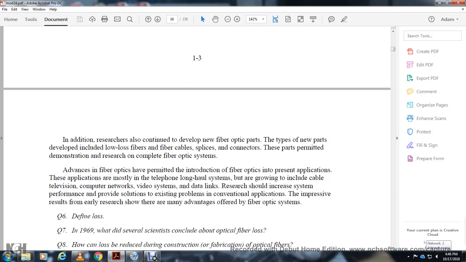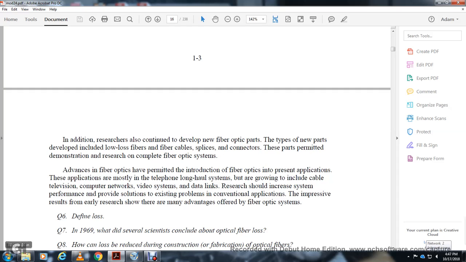The new types of parts developed include low loss fibers, fiber cables, splices, and connectors. These parts permitted demonstration research for the complete fiber optic system. Advanced fiber optics have permitted the introduction of fiber optics in present applications. The applications were mostly telephone long haul systems, growing to include cable television, computer networks, and video system data links. Research should increase system performance and provide solutions to existing problems.